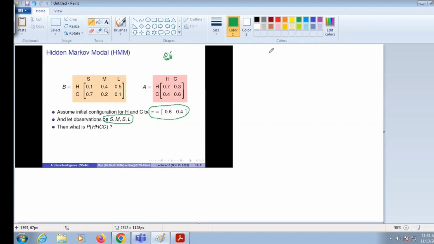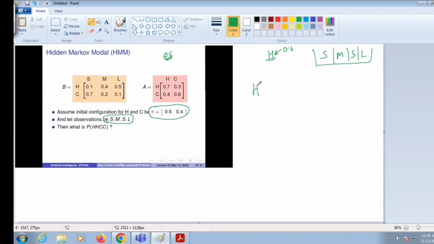On the paper I see the first day was hot. However, I'm not sure about this. Somehow I figure out that the probability that the first day was hot was 0.6. And then I opened the newspaper for the 4 days. I saw the coverage was small, medium, small, and large. So I can guess what the configuration is.